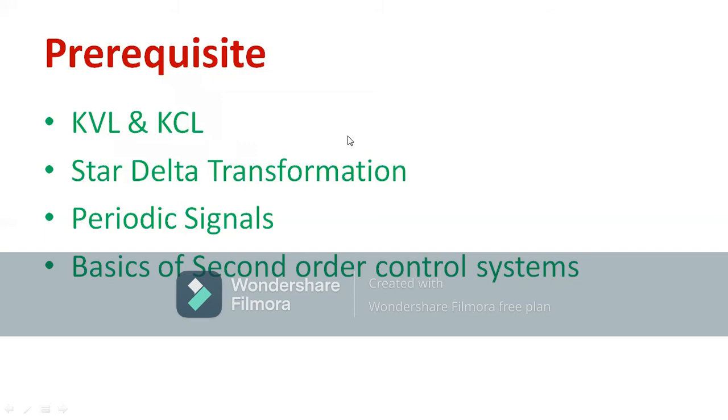Before solving, you can go through the basics of Kirchhoff voltage law and Kirchhoff current law, then star delta connection and its transformation, how to convert star into delta and vice versa. You need basic knowledge of periodic signals. What do you mean by periodic signal? What's the time period? Some basic information is required. Then you can go to the basics of the second order control system. These are the prerequisites to solve those 5 questions.